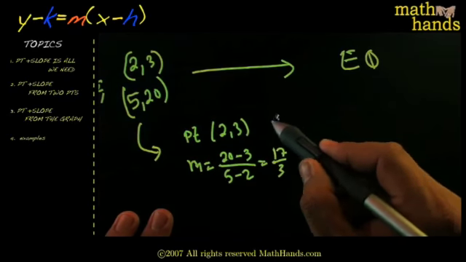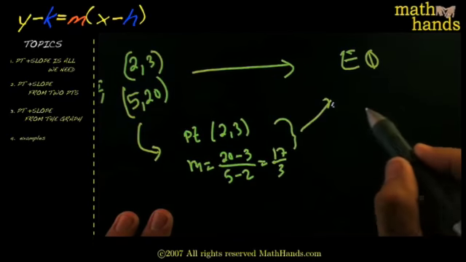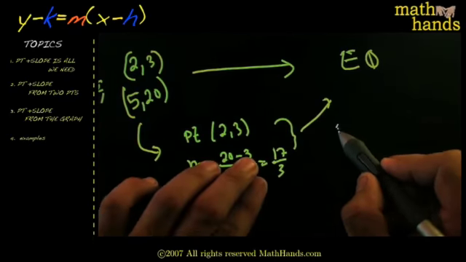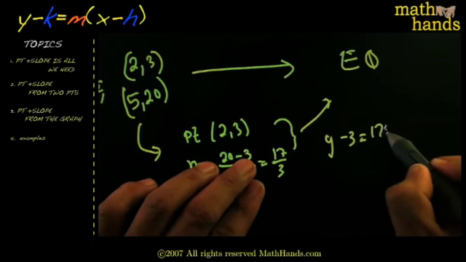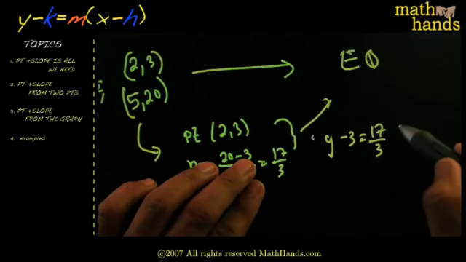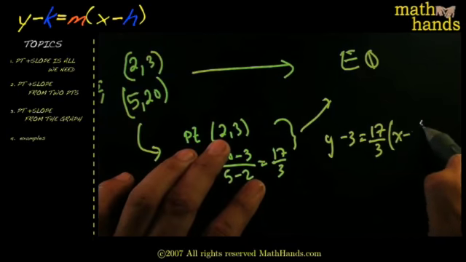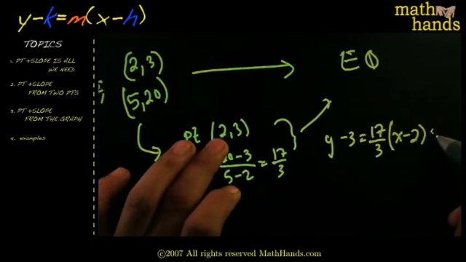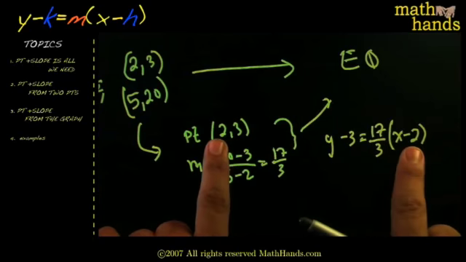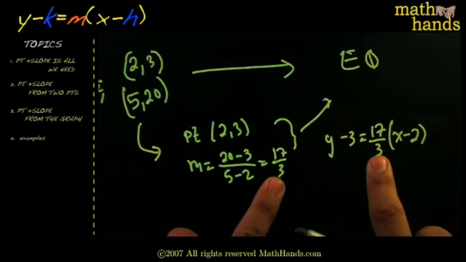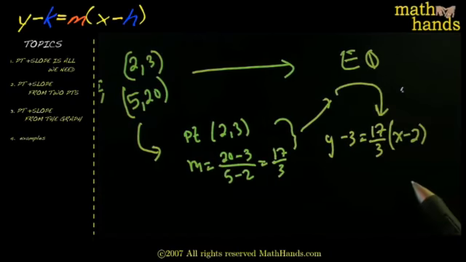Now it's easy. From a point and the slope, it's easy to get to the equation. We just go like this. Y minus 3 is equal to 17 over 3, that's the slope, times x minus 2. Here are my points, the y minus 3 and the x minus 2, and the slope. And there it is, the equation of the line. You got that? Let's try that one more time.